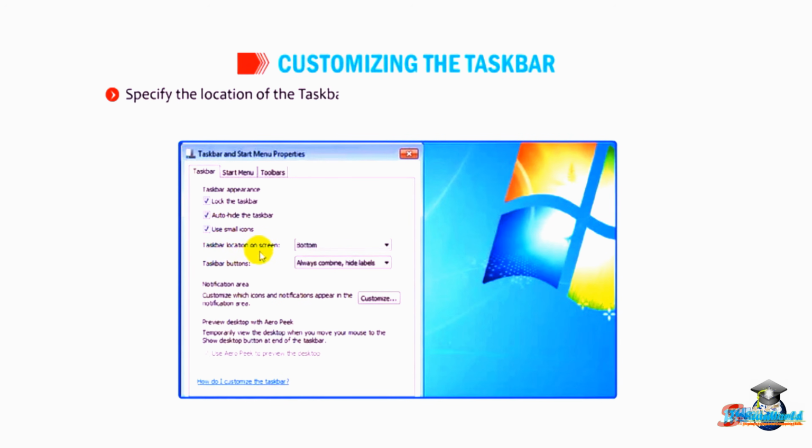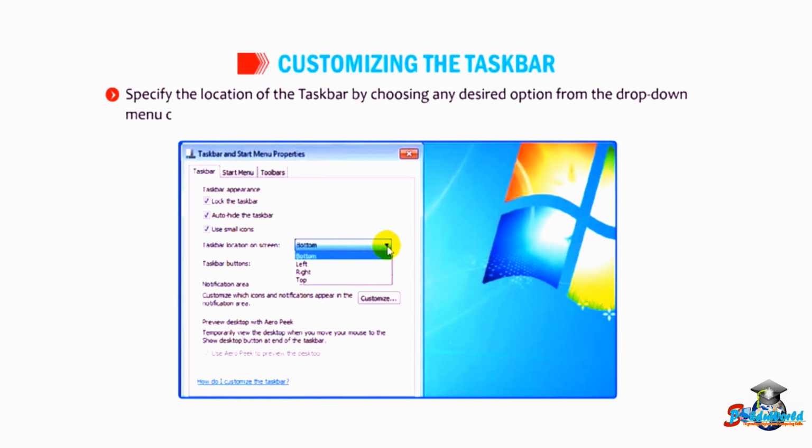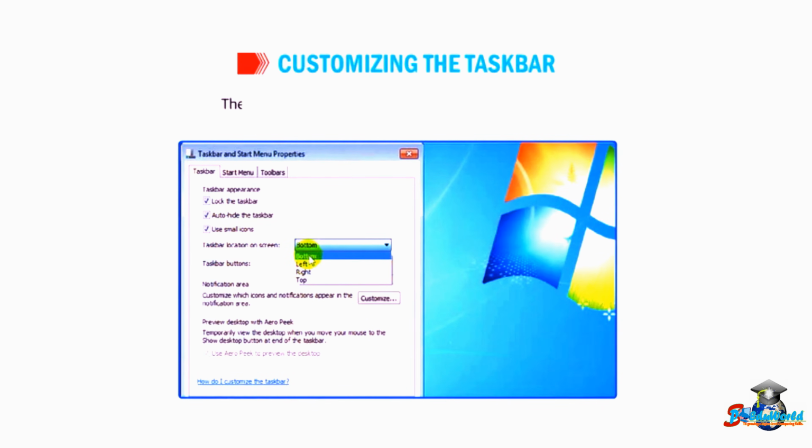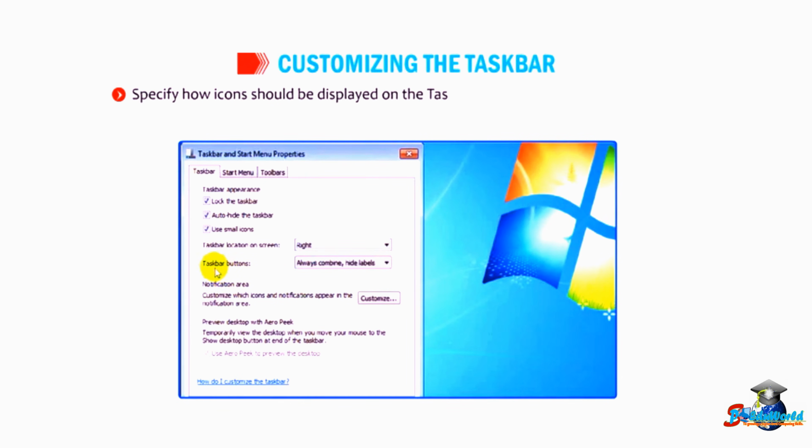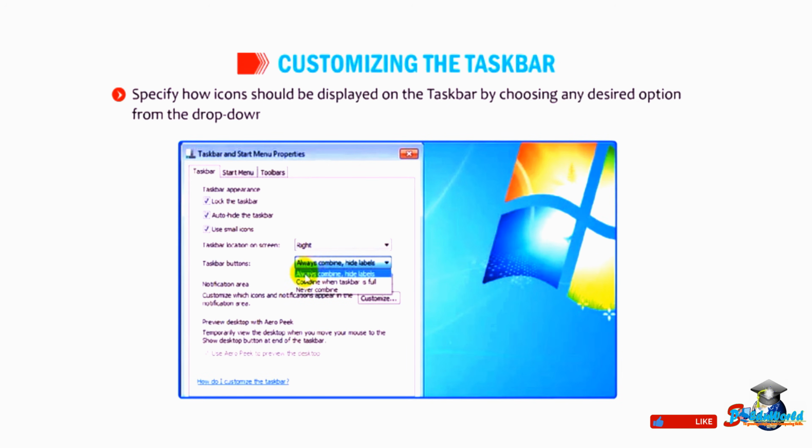Specify the location of the taskbar by choosing any desired option from the drop-down menu of Taskbar Location on Screen. The choices are Bottom, Default, Top, Right and Left. Specify how icons should be displayed on the taskbar by choosing any desired option from the drop-down menu of Taskbar buttons.